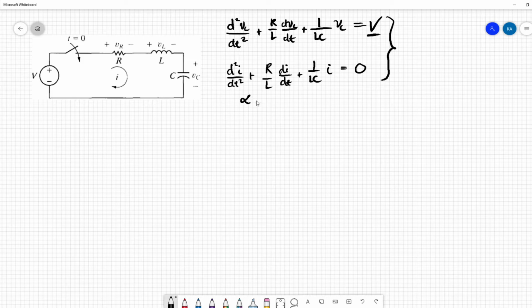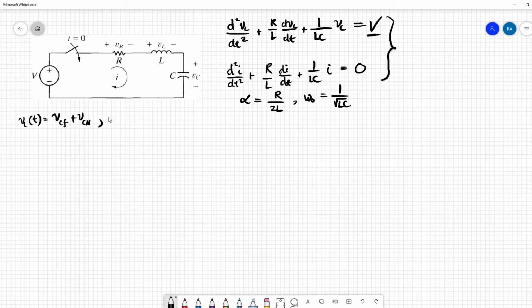So we have alpha equal to R over 2L. So this is for a series RLC circuit. Then we have omega naught just equivalent to 1 over square root of LC. And same for the complete response for a parallel RLC circuit. So we have, for example, our complete response for VC. We have our forced response plus a natural response.